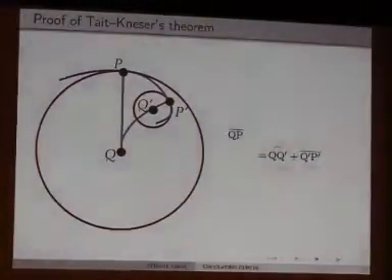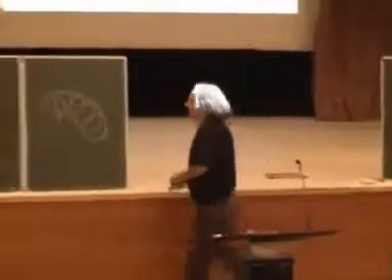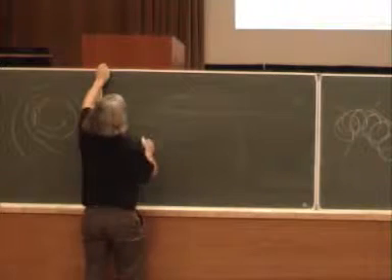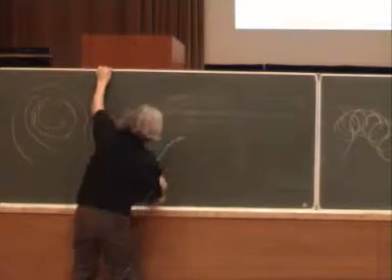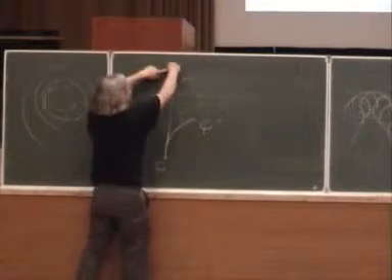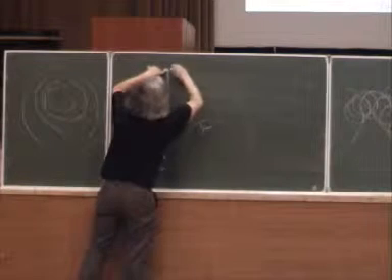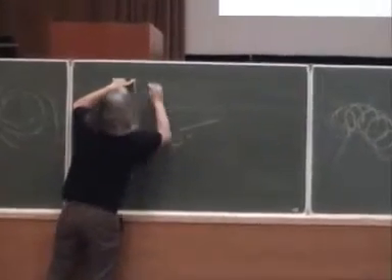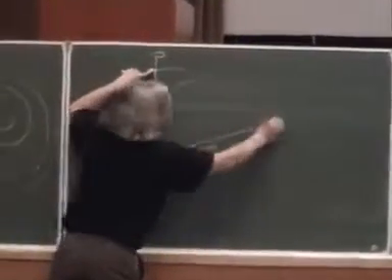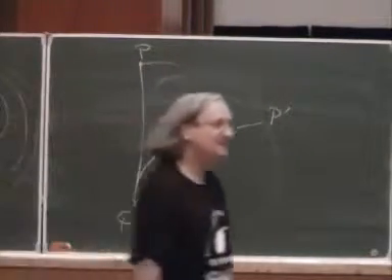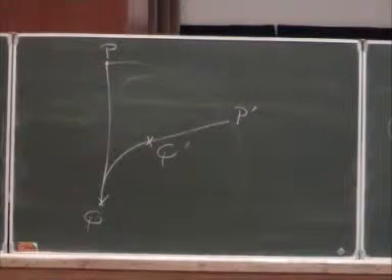This is the classical fact, a very well-known fact. So you take this Q prime, you take a string and you fold it like that, and the end of the string will follow the curve P prime. This is the mechanical definition of the center of curvature.